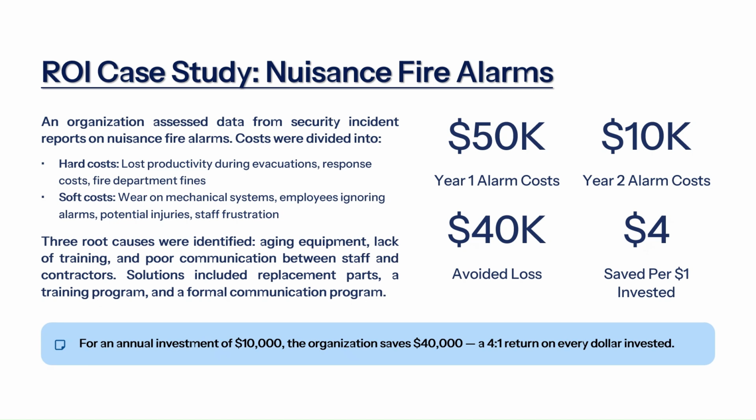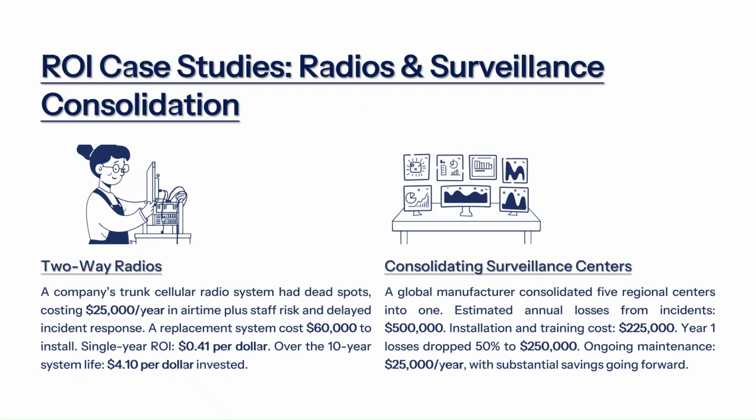This example demonstrates how targeted improvements can deliver strong ROI and measurable operational benefits. Consolidation. Technology investments often yield savings through efficiency and consolidation. In the radio example, upgrading outdated communication systems may require upfront capital but reduces maintenance costs and improves reliability over time. Similarly, consolidating surveillance centers can lower staffing and operating expenses while enhancing oversight and response capabilities. These case studies show that well-planned security investments not only improve protection but also streamline operations and reduce long-term costs.